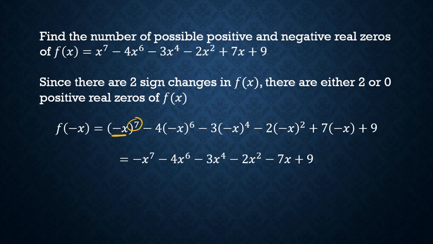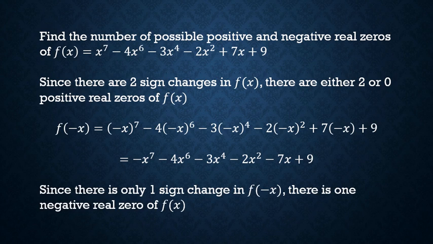Now we're going to look at the number of sign changes that occur in this guy right here. Minus to minus, no change. Again, no change. Again, no change. Again, no change. But we do have one change there, the minus to the plus. So since there is only one sign change in f of minus x, then we know that there has to be one negative real zero.